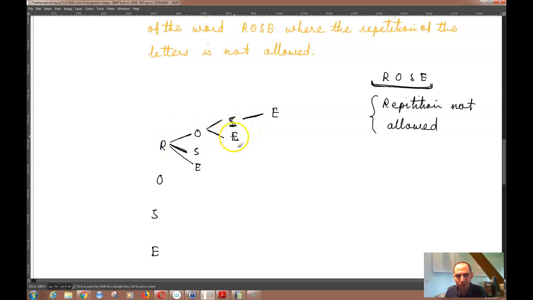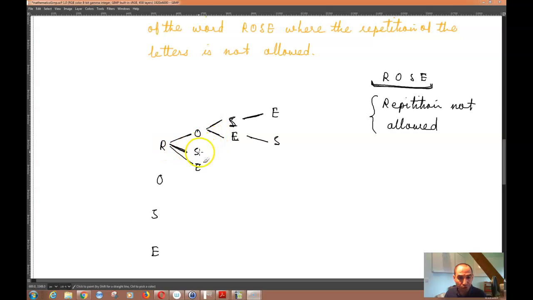Over here, basically what happens is that you have chosen R, O, E, so the only choice that remains is S. Over here, since you've chosen R and S, the only thing that remains is... okay, so now basically the rest of this problem. For example, here you have chosen R, you have chosen O, and then the only thing that remains is S and E.